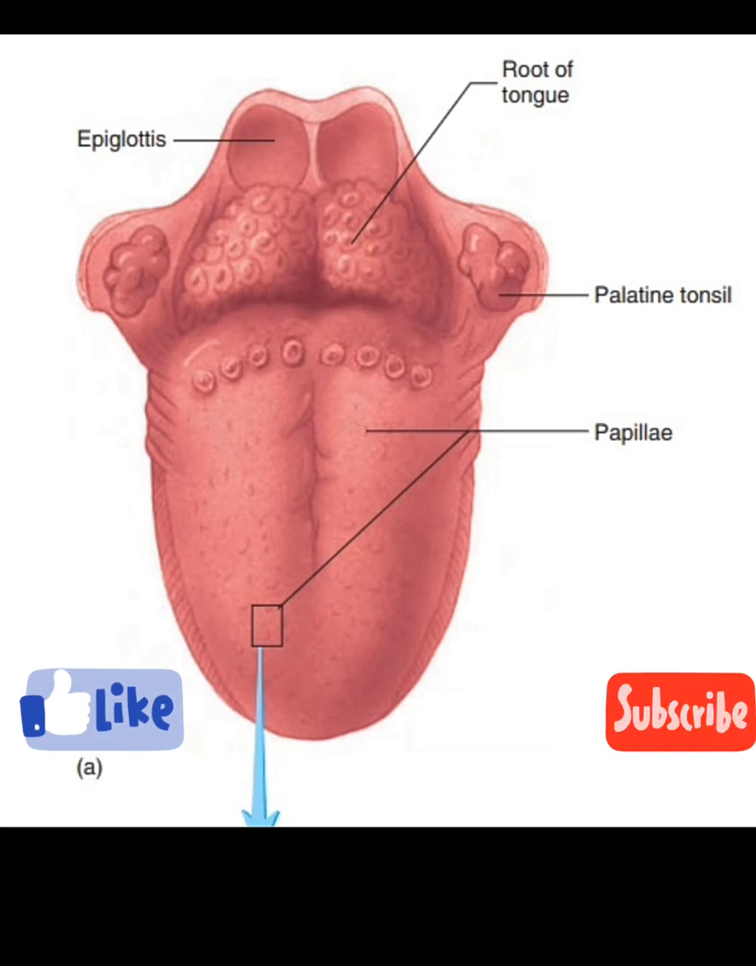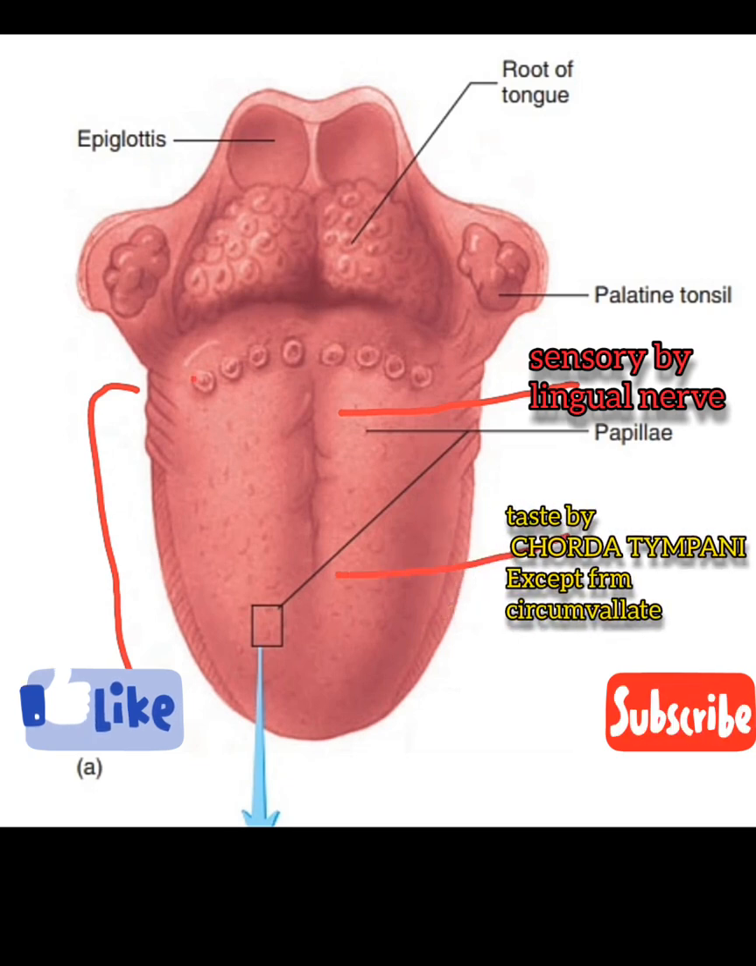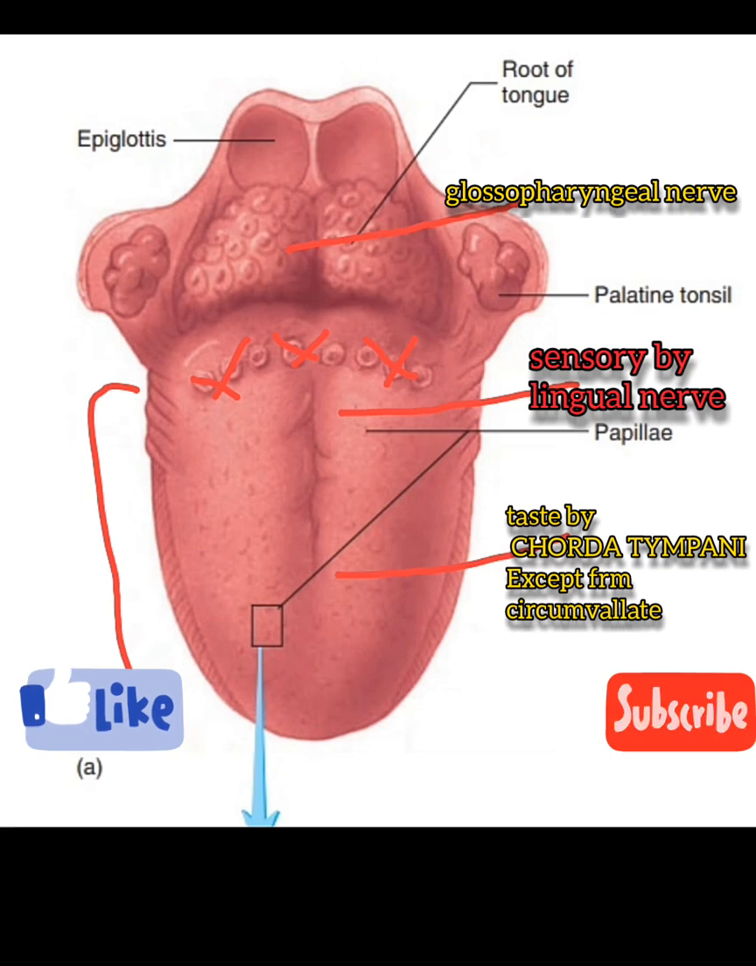Now the nerve supply. In the anterior two-thirds of the tongue, general sensation is carried by the lingual nerve, while the taste sensation of all the papillae is carried by the chorda tympani, except the circumvallate papillae. In the posterior one-third of the tongue, both sensory and taste sensation are carried by the glossopharyngeal nerve, and the posterior most part of the tongue is supplied by the vagus nerve.